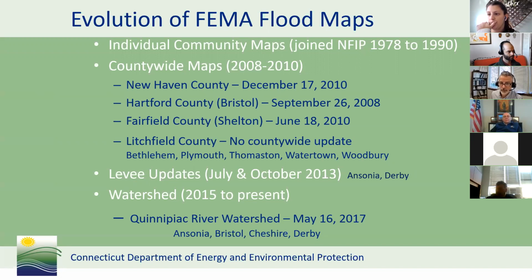So then fast forward a little bit. FEMA stopped doing individual maps. They started to do county-wide maps in the 2000s, 2008 to 2010. So if you're in New Haven County, you can see the dates here, but they went county-wide. So what you started to see was maps with aerials, maps where you maybe are sharing a panel with a neighbor, or maybe even a couple neighboring towns, because they went to USGS quads.